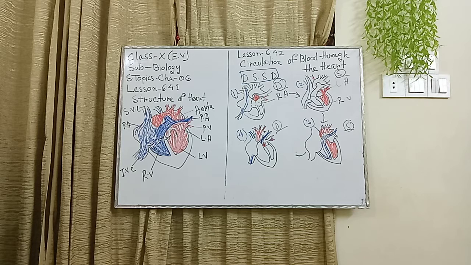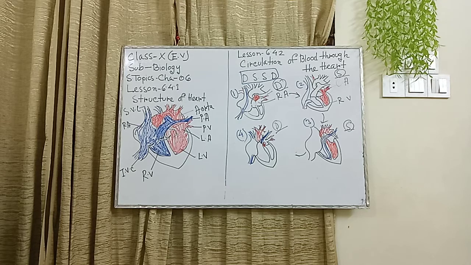Due to the relaxation of atria, the blood enters the heart from different parts of the body, such as deoxygenated blood from the superior vena cava enters the right atrium. At the same time, the oxygenated blood enters the left atrium through the pulmonary veins from the lungs. Please, everyone, see the board. Here I draw the blue color and red color. Blue color is a symbol of deoxygenated blood, and red color is the oxygenated blood.